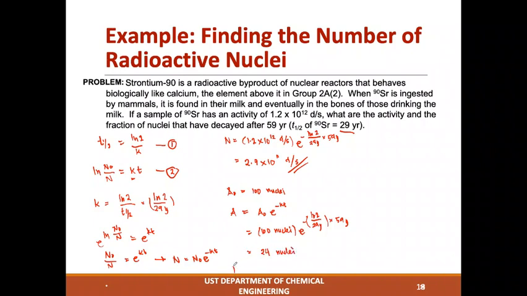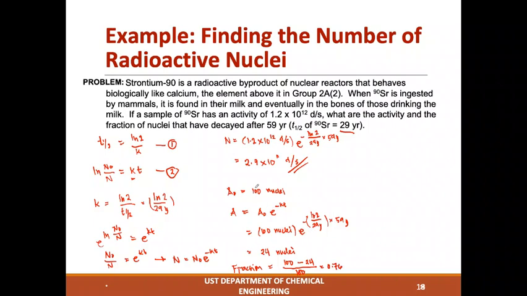And so the fraction of nuclei that have decayed is equal to 100 minus 24 divided by the initial. And this should be 0.76.